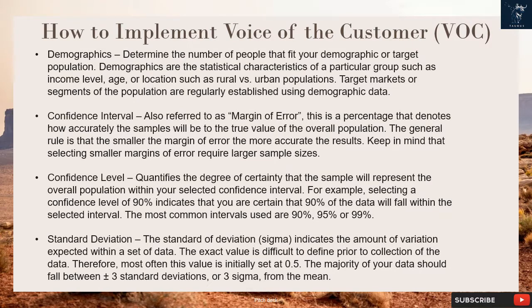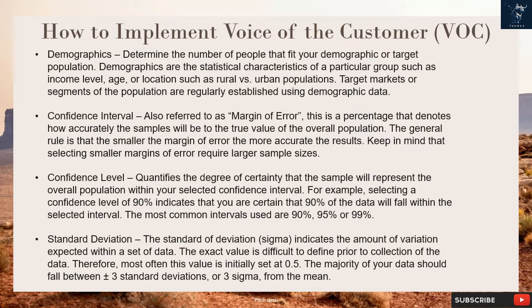Confidence level quantifies the degree of certainty that the sample will represent the overall population within your selected confidence interval. For example, selecting a confidence level of 90% indicates that you are certain that 90% of the data will fall within the selected interval. The most common intervals used are 90%, 95%, or 99%.